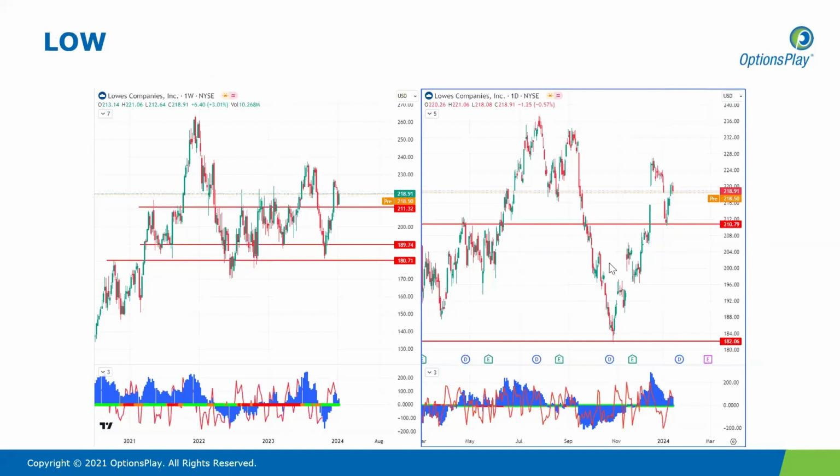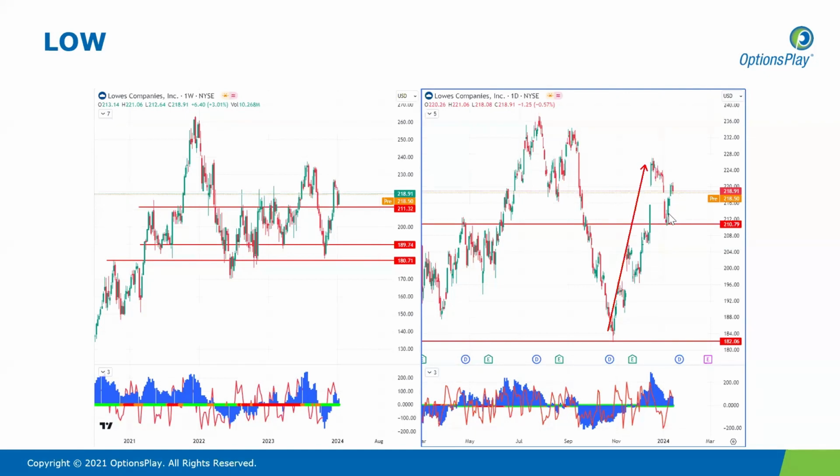So moving on to Lowe's, part of the home builders subsector. Lowe's, again, very strong move to the upside towards just shy of 230. And then we saw a bit of a pullback back towards 210, which was that major resistance zone on the weekly time frame. Price actually showed some very good bullish price action at that level, which is why we went bullish on this last week.